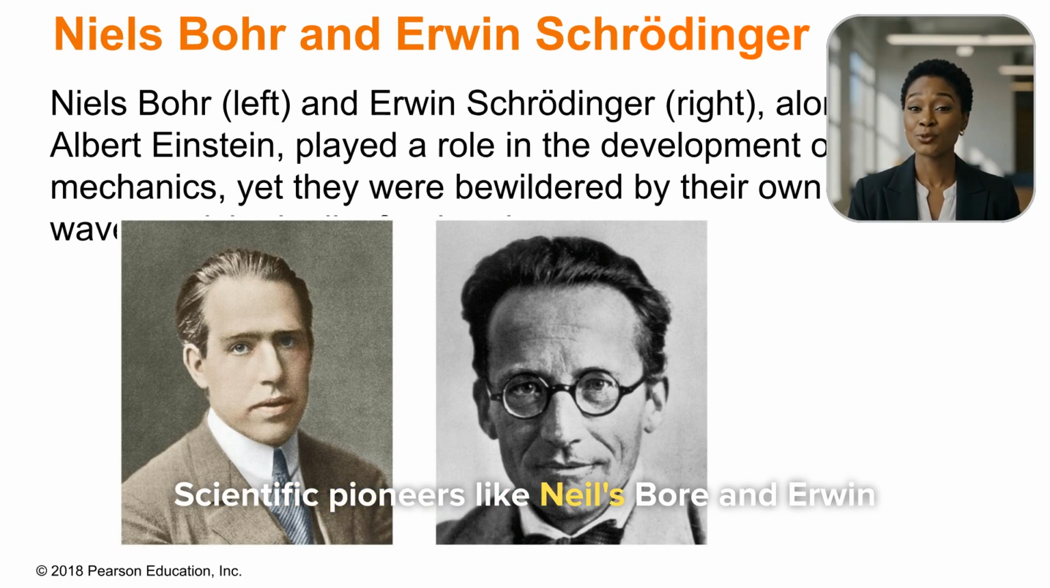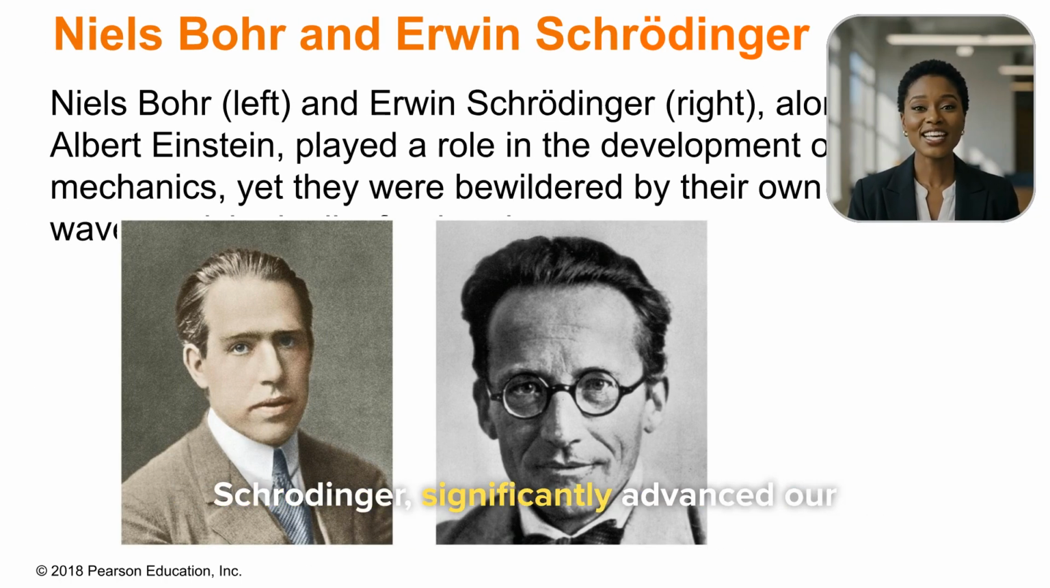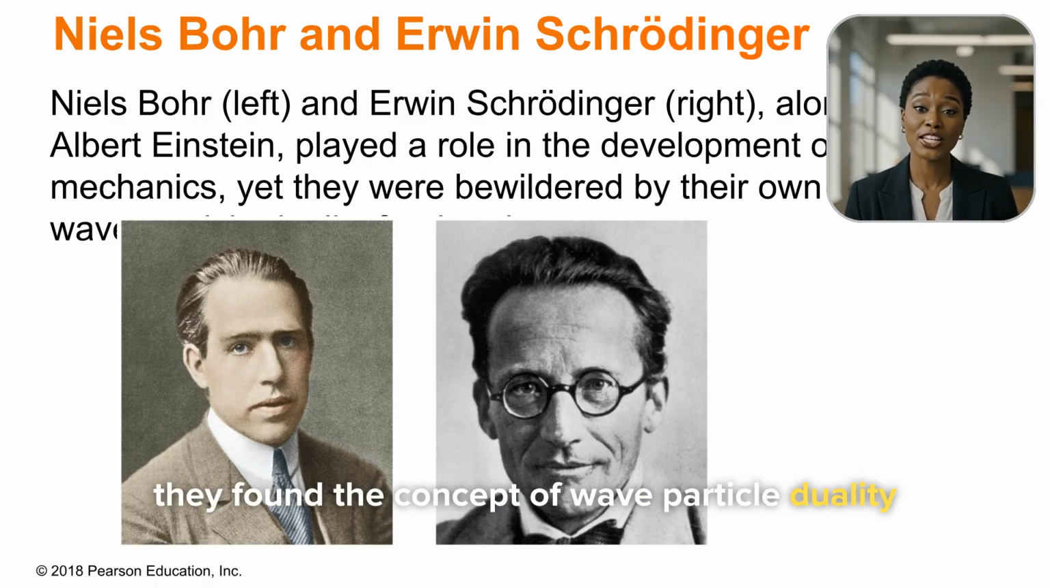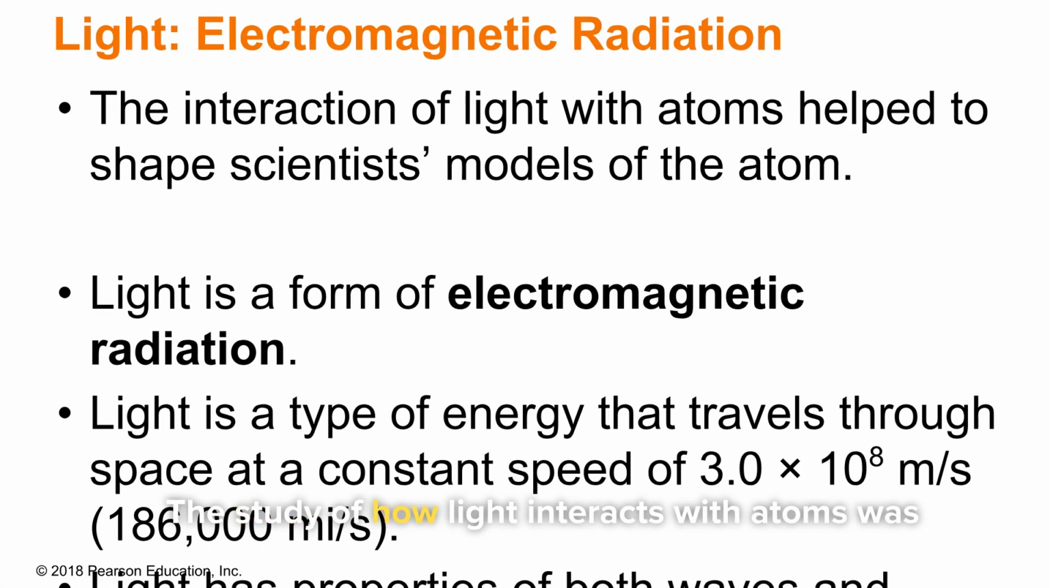Scientific pioneers like Niels Bohr and Erwin Schrödinger significantly advanced our understanding of quantum mechanics, though they found the concept of wave-particle duality quite profound. The study of how light interacts with atoms was essential in developing our current models. Light is electromagnetic radiation that travels at a constant speed and displays both wave and particle properties.